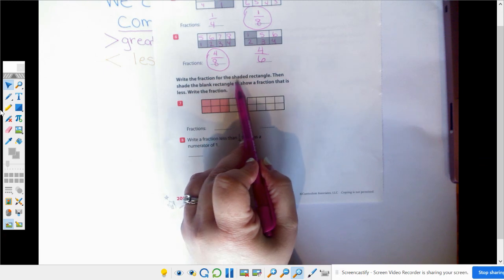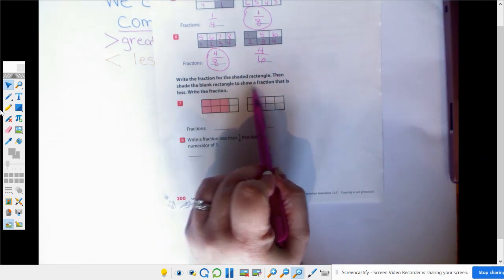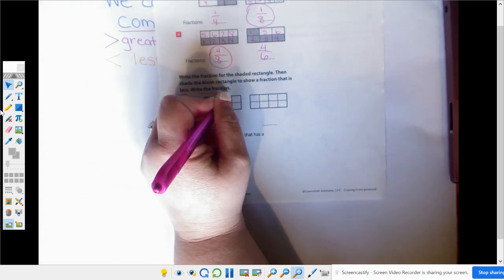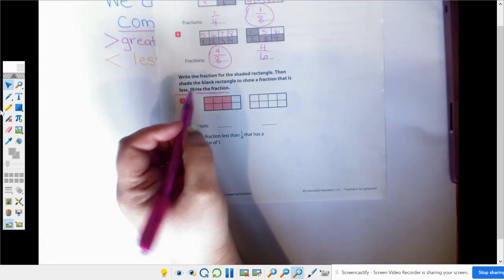Write the fraction for the shaded rectangle. Then shade the blank rectangle to show a fraction that is less. Write the fraction. So on this one, there's going to be more than one correct answer for you guys.